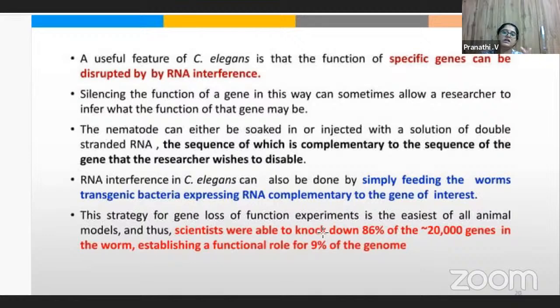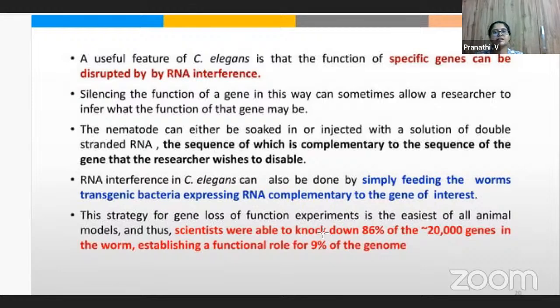So how is it done? Caenorhabditis is soaked in a double-stranded RNA, whose sequence is complementary to that of the gene that the researcher does not want to be expressed. Then this can be giving you a different product altogether. So that gene is going to be silenced. And then you have RNA interference by simply giving the worms transgenic bacteria whose RNA is going to be complementary to that of the gene of interest on which the scientist wishes to work.